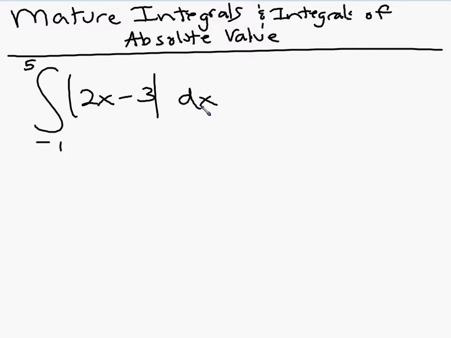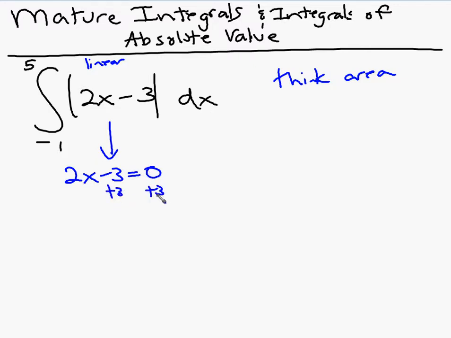What would I do? You have to treat this as an area problem. That's kind of the big thing: you have to think area, especially if it's an absolute value of a linear. Isn't this a linear in here? So you have to think, what does this graph look like? Well, let's start with an x-intercept. Let's set it equal to 0, and let's see. So if I set that equal to 0, I get 2x equals 3, and I get x equals 3/2.